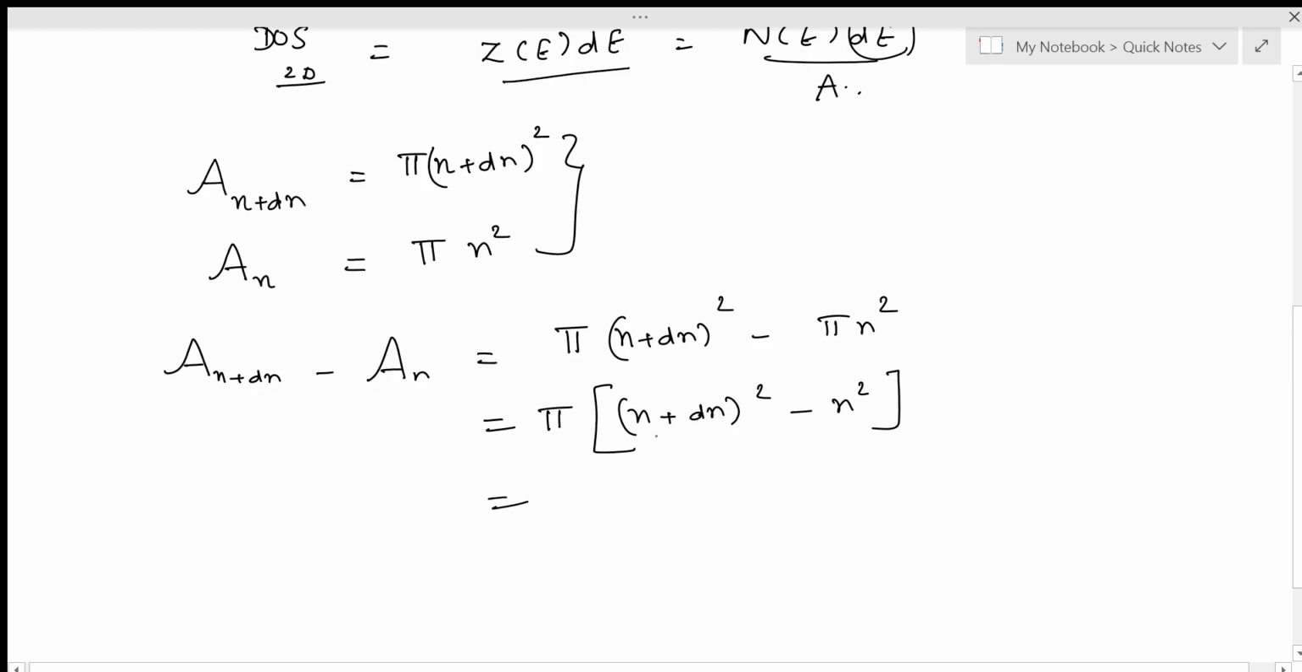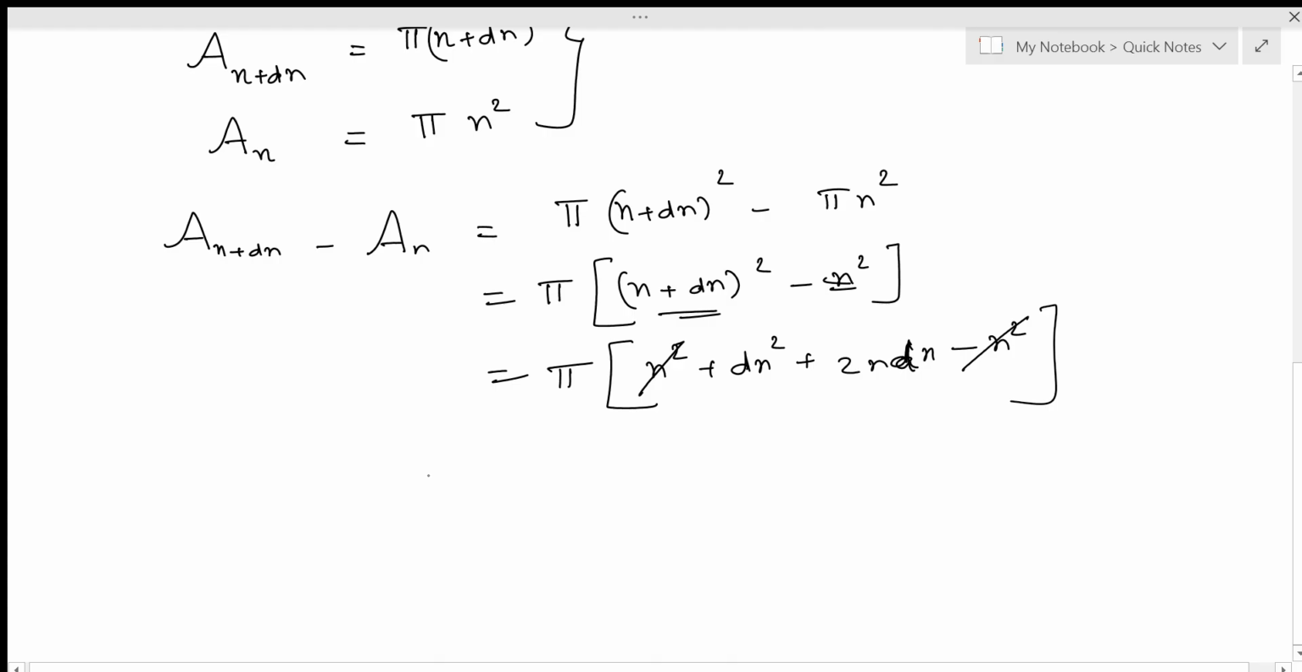So it is just like (a plus b) the whole square. Therefore, pi into (a square plus b square plus 2ab), then minus n square. Plus n square minus n square get cancelled off. And here we are talking about electrons and their orbits. Therefore, dn is very small, so the value of dn square can be neglected. So, we get pi into 2n dn.